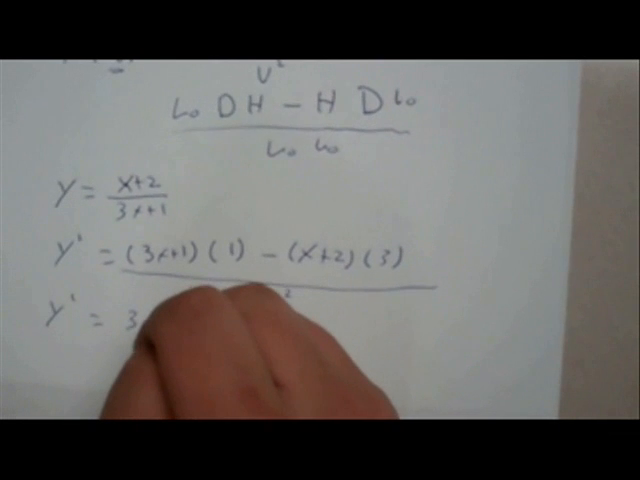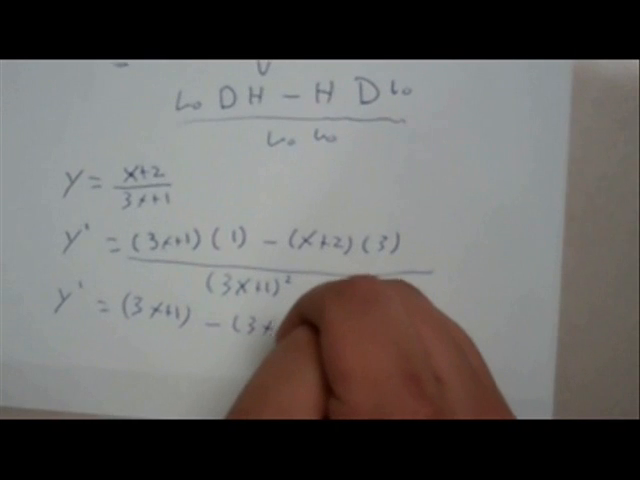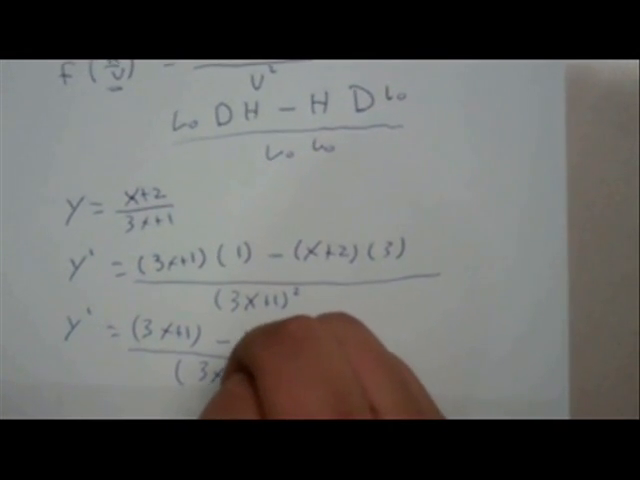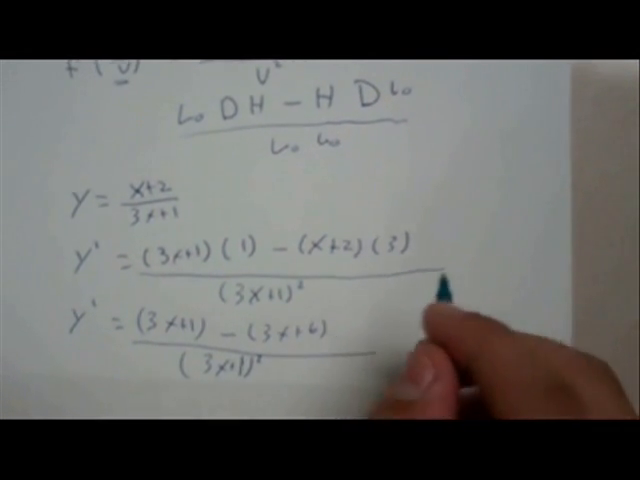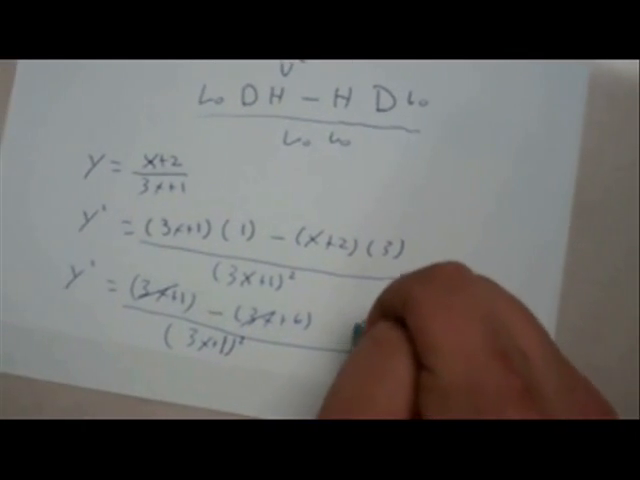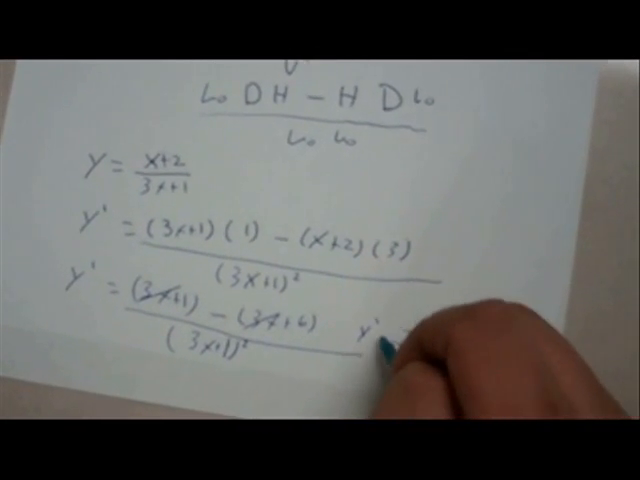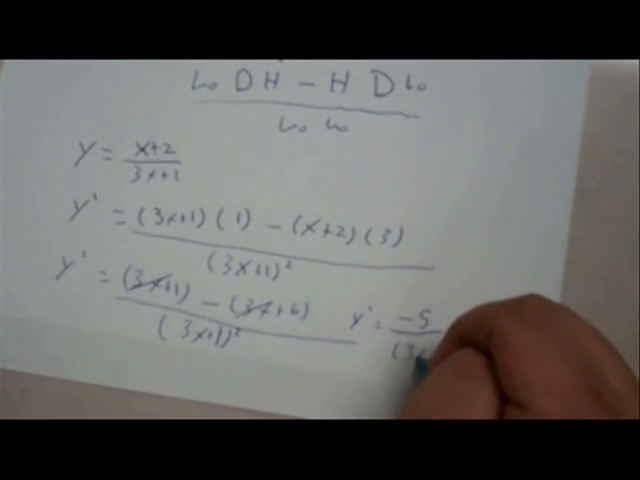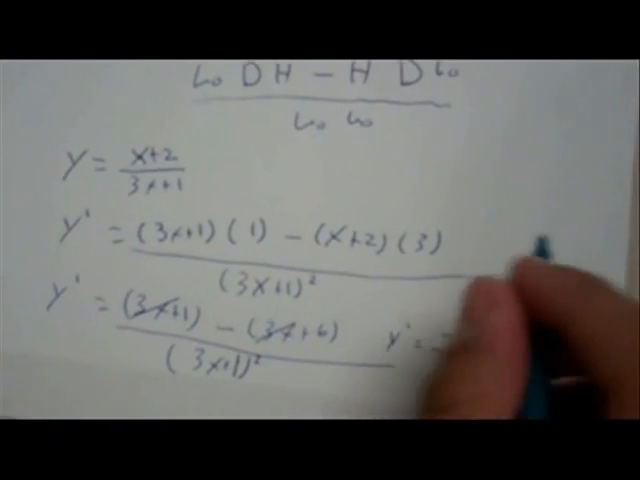Then you basically simplify. You say y prime equals 3x plus 1 minus 3x plus 6 over 3x plus 1 squared, and then the 3x cancels with the 3x, and your final answer is going to be y prime equals negative 5 over 3x plus 1. And that's your final answer. That's how you do the product and the quotient rule.